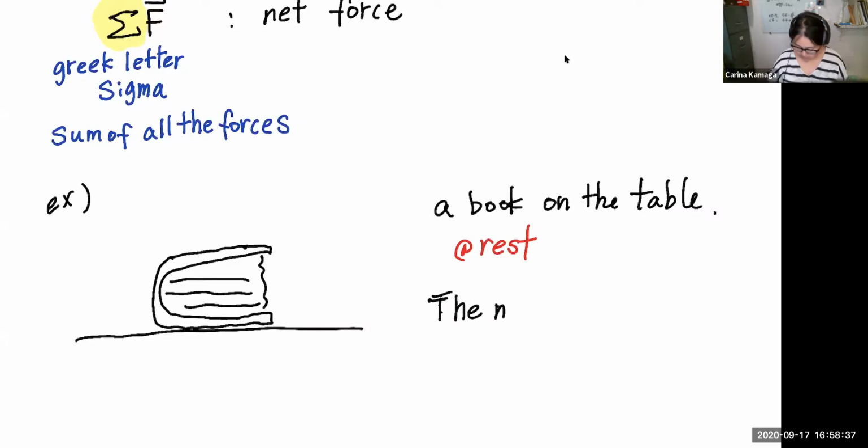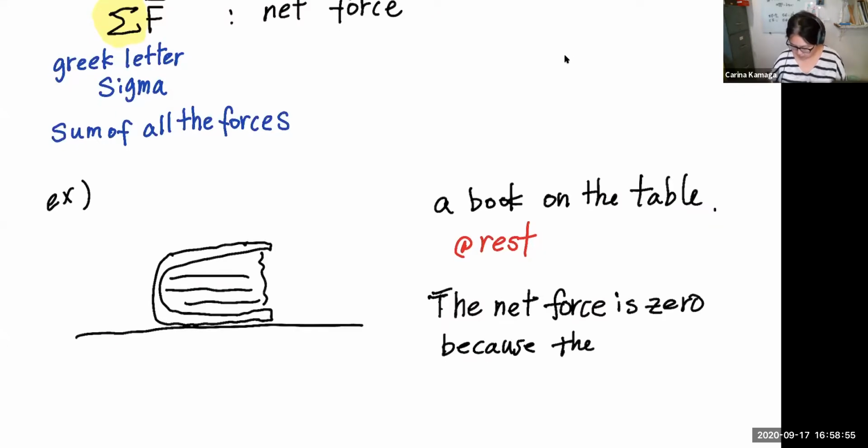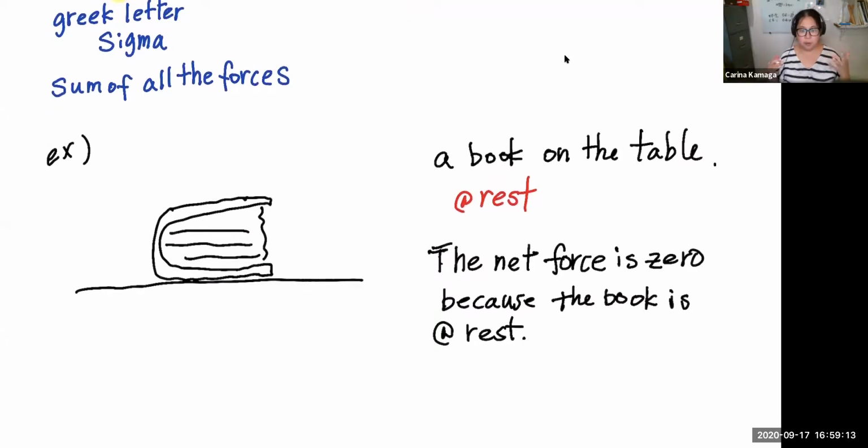The net force is 0 because the book is at rest, right? What really happens is that the net resultant force is 0.